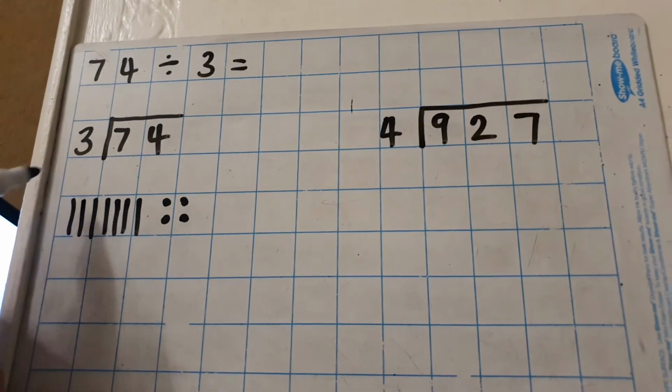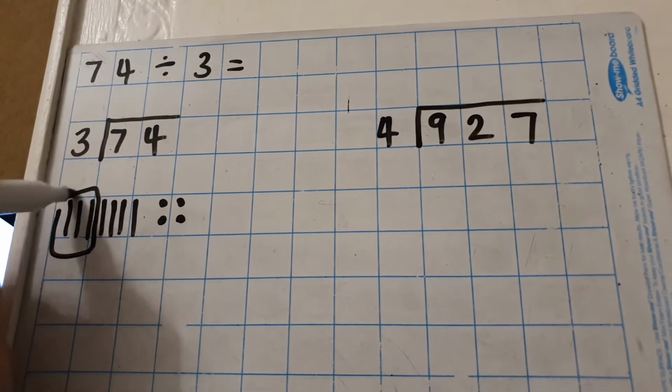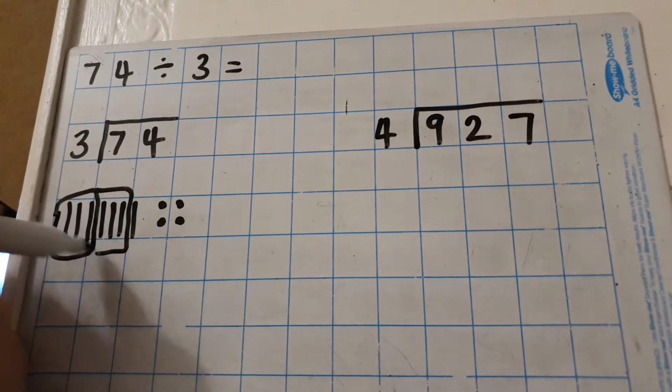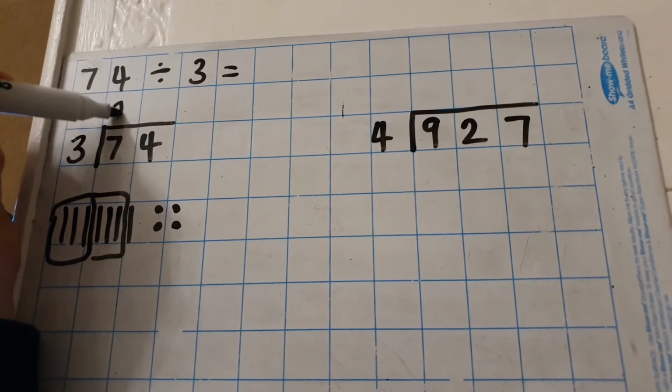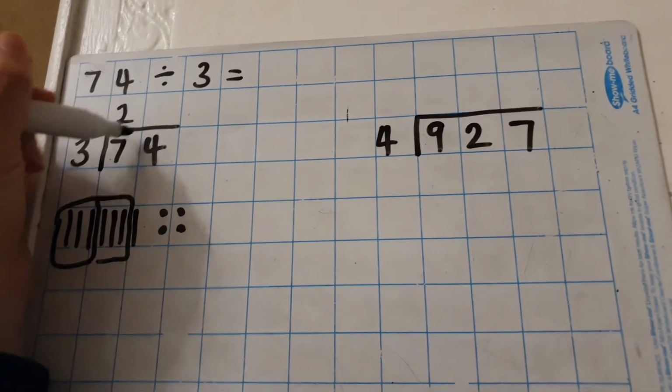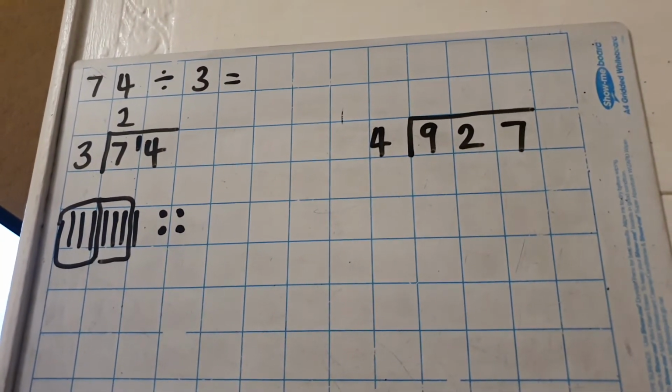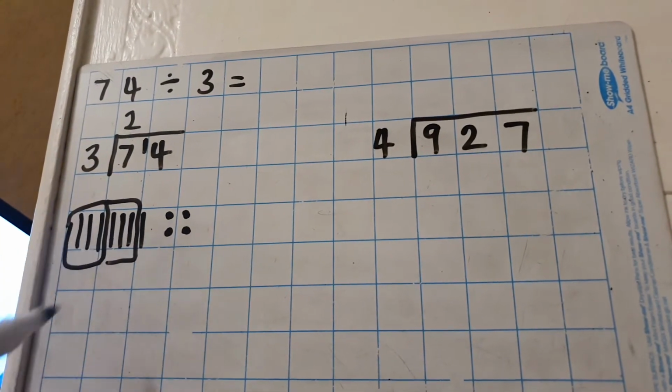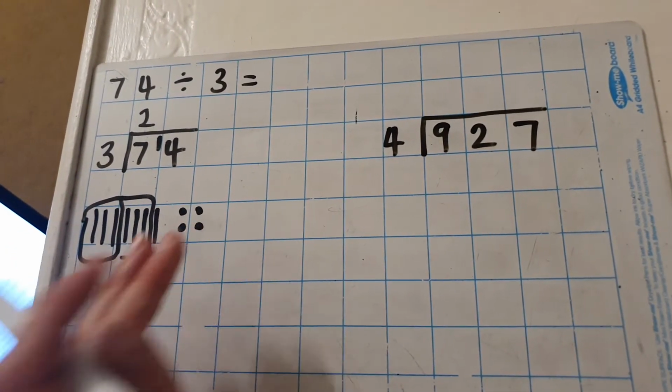So how many groups of 3 can we get into 7? That's 1 group. That's 2 groups. So you place this 2 above the 7. And then you have 1 left over, which you place next to the number in the 1s column. Now, because you have this 1 left over, you need to exchange it into the 1s column.